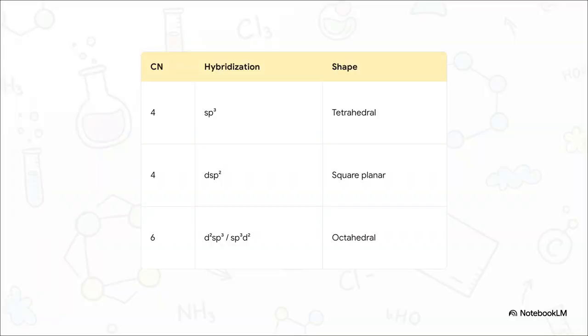Let's see how that builds into Valence Bond Theory, or VBT. VBT basically explains that ligands donate their electron pairs into the metal's empty hybridized orbitals.